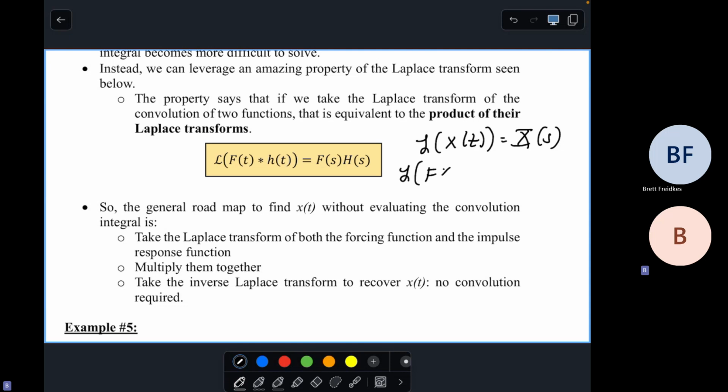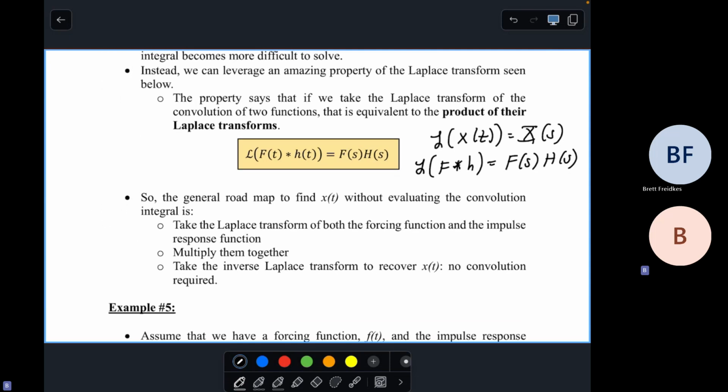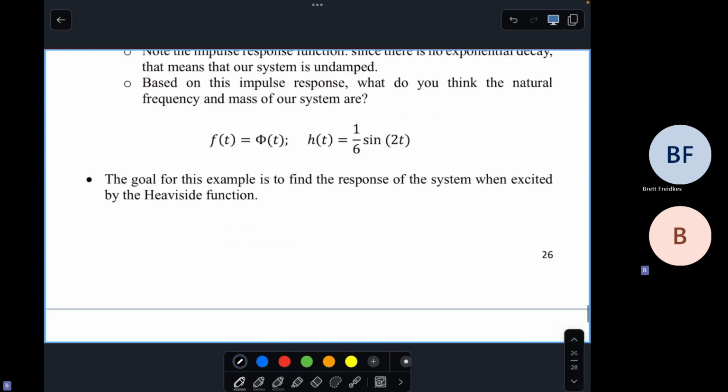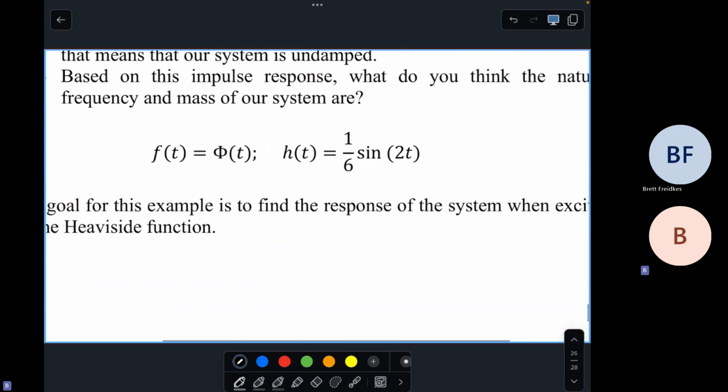This is f convolved with h. That is the same as F of s times H of s, which again is very nice and convenient. We can go ahead and avoid the convolution stuff by taking Fourier transforms. So in this example, I give you the forcing function, I give you h of t. We can use the table to figure out what the Laplace of this is and what the Laplace of this is.